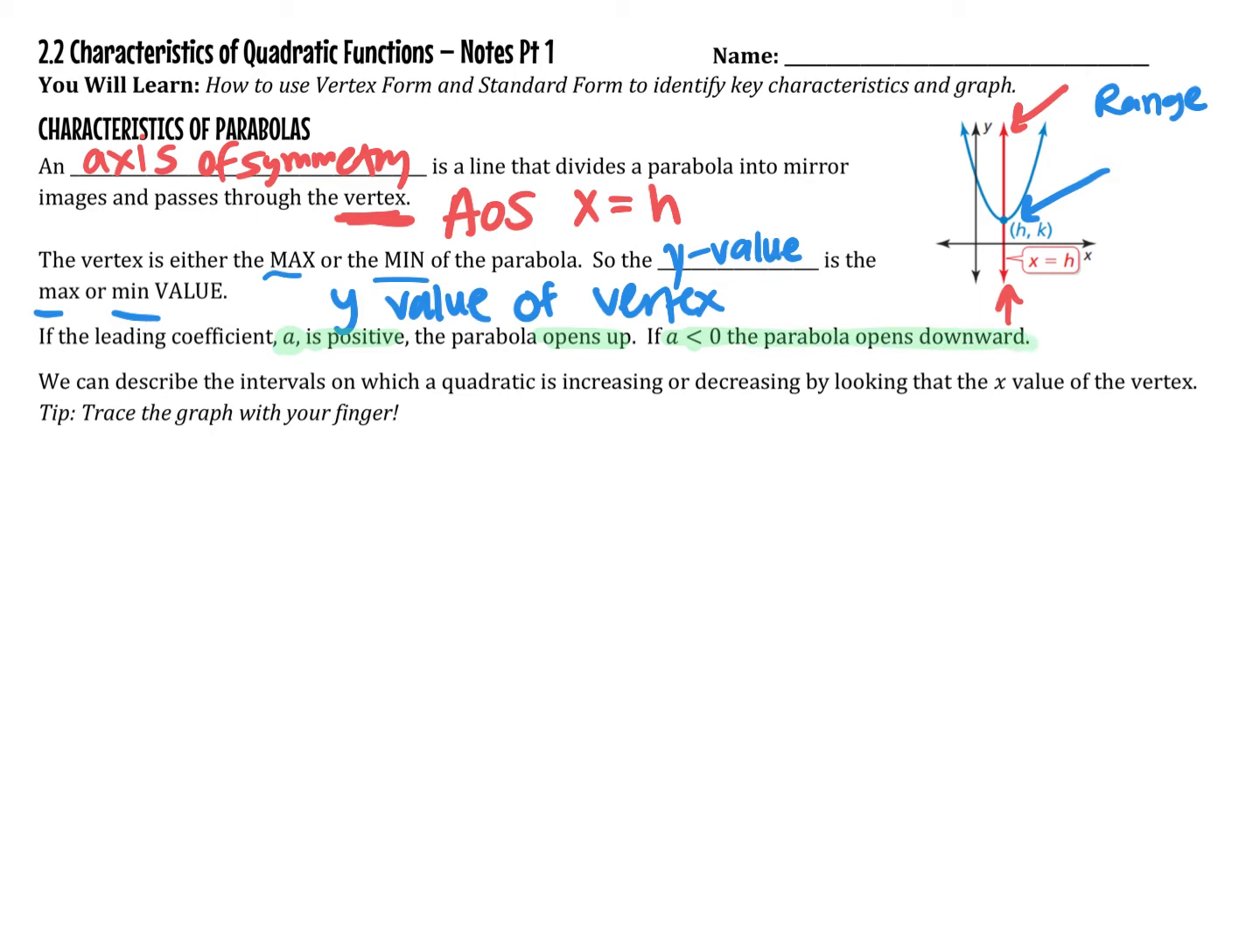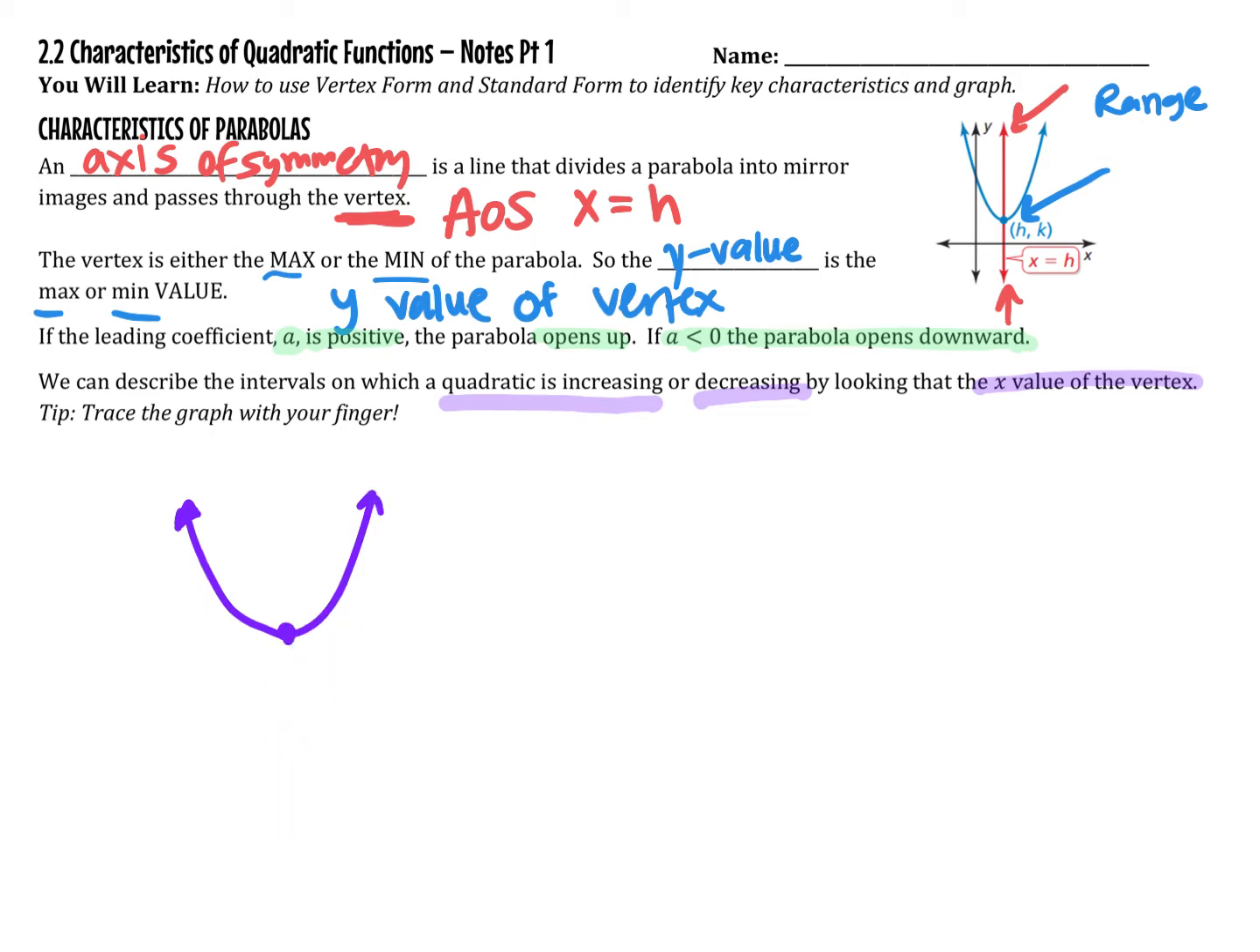So some of these are review, axis of symmetry, max or min value, whether it's opening upward or downward, but this last characteristic should be new to you. We can talk about the intervals on which a quadratic is increasing or decreasing by looking at the x value of the vertex. So I'm actually just going to draw a quadratic here. And what I want you to see is if you put your finger along the left-hand side and we work left to right, right now I'm going down, down, down, down until I hit the vertex. And then I start going up, up, up, up.